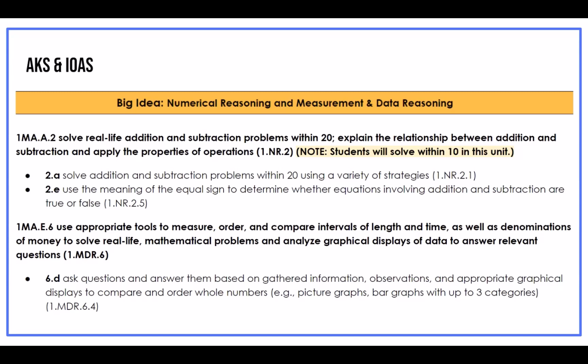AKS 6 is our measurement and data standard, but we are only focusing on one specific piece at this time, asking questions and answering them by gathering information, making observations, and using appropriate graphical displays. In IOA 6D, students will learn how to collect, organize, represent, and interpret data to answer questions about their world, with up to 3 categories. Students are provided with opportunities to create and explore statistical investigative questions by collecting and analyzing data.